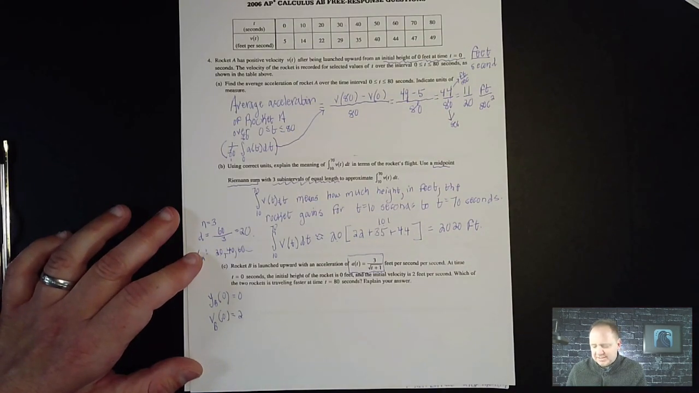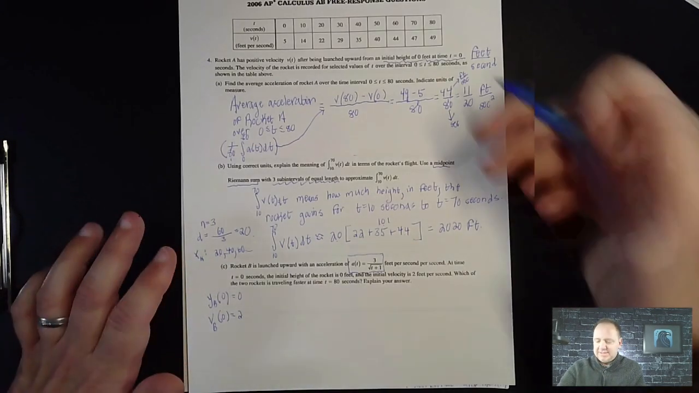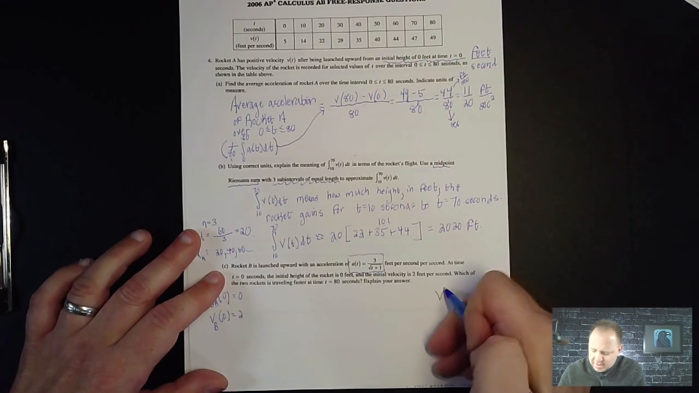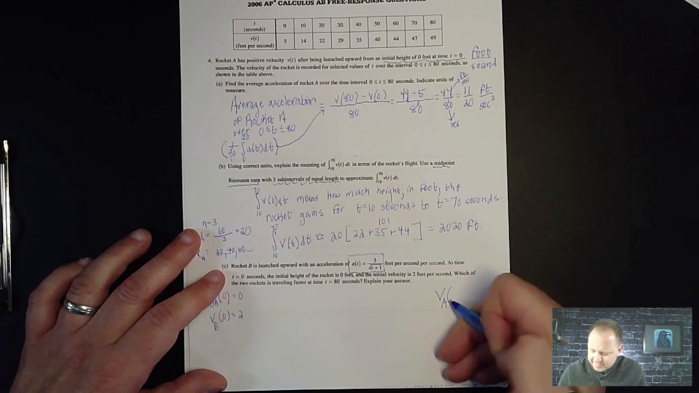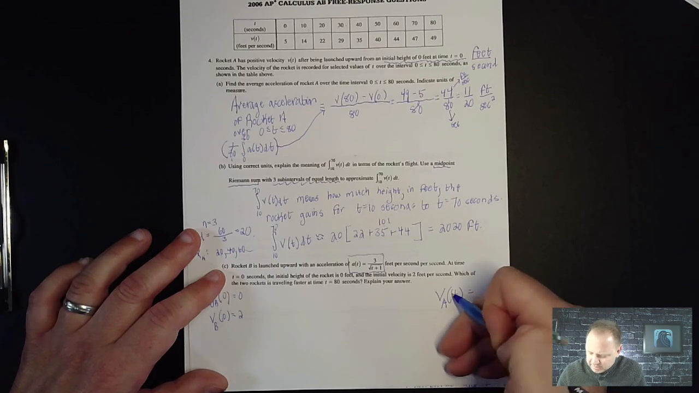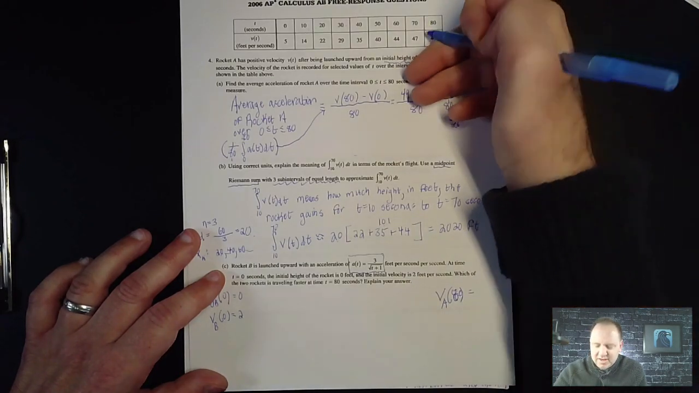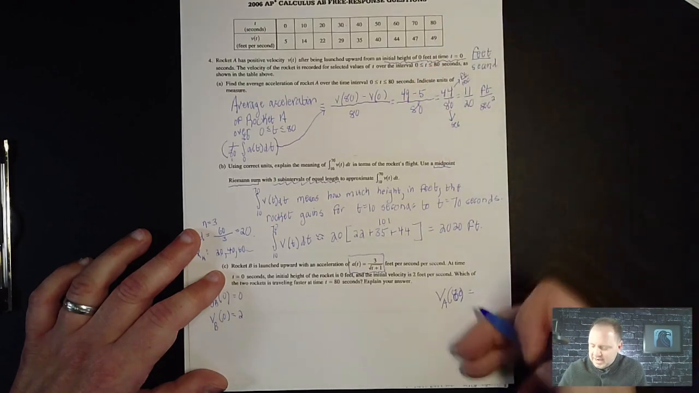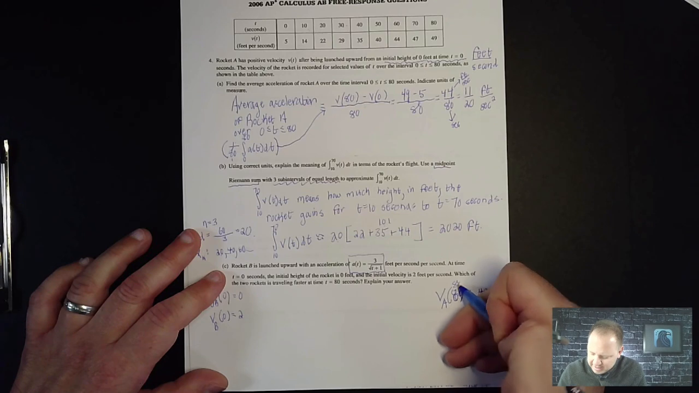Which of the two rockets is traveling faster at time t is equal to 80? Well, I know what the velocity is of A. Velocity of A of t, or I'm sorry, I don't want t, I want 80. Let's just dump an 80 in here. That's 80. I know that's ugly. I apologize. So the A rocket's velocity at 80 is 49. Yikes, is that ugly? Sorry, that's 80.